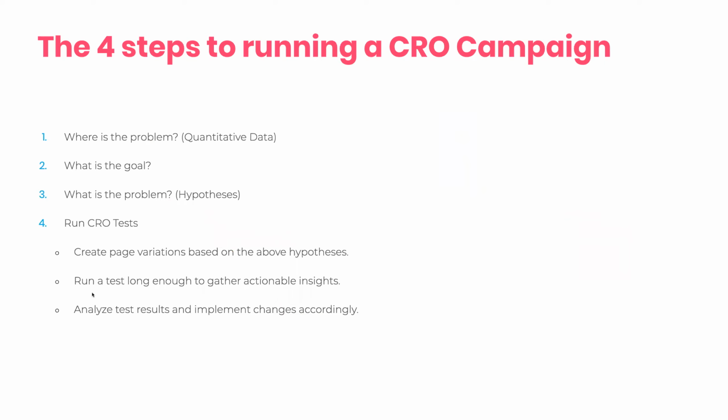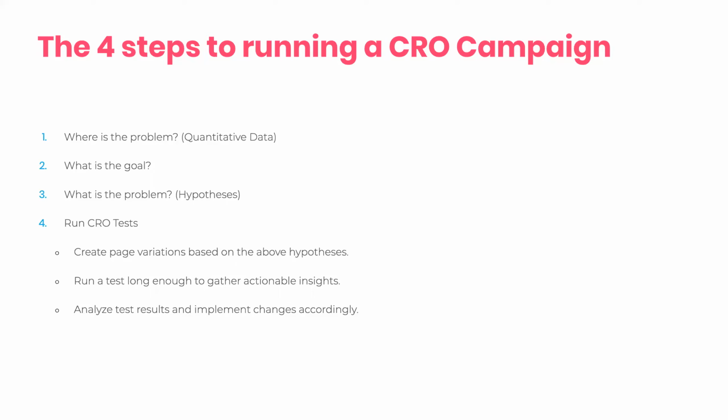So what are the 4 steps to running a CRO campaign, right? 4 things that you need to do is, first, you need to find out where the problem is. And the way that you find out where the problem is is by looking at Google Analytics, right? You need to look at Google Analytics and you need to say, okay, what is the bounce rate? What are my exit pages? What is going on? Where is the problem?